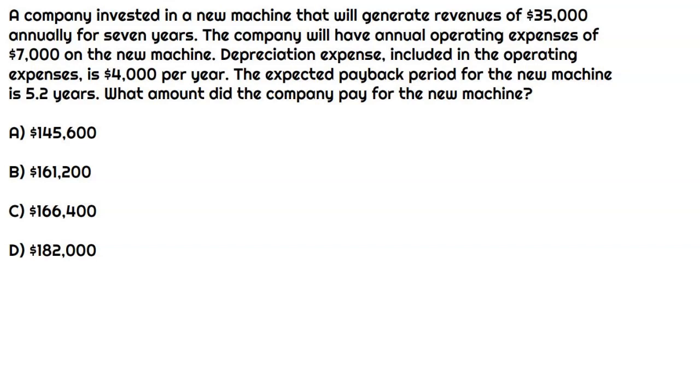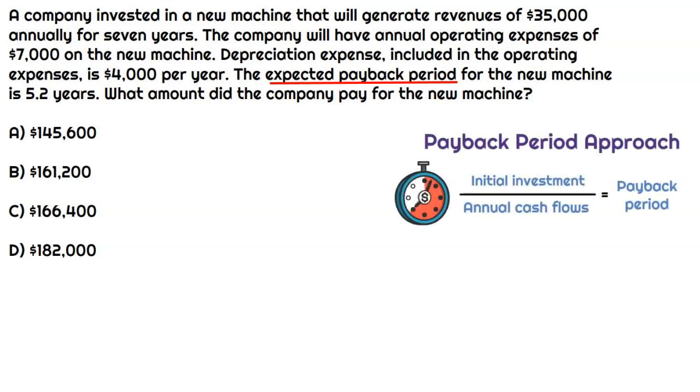So in this question, we're talking about the payback period approach. And how do we know that? Well, it says that the company's already calculated the expected payback period on this new machine that they purchased to be 5.2 years. So let's quickly talk about the formula and really what this approach means.